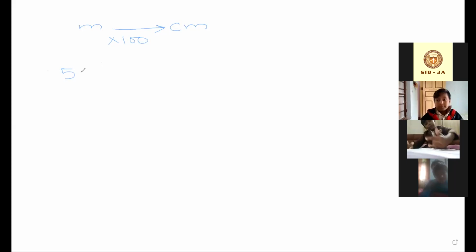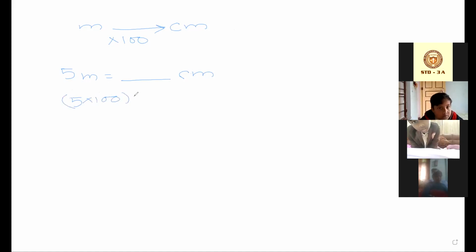So 5 meter, convert this 5 meter into centimeter. We have already learned that to convert meter into centimeter, we need to multiply by 100. So that means 5 into 100 cm equal to 500 cm. So this is the answer. 5 meter equal to 500 cm. So to convert meter into centimeter, just multiply with 100.